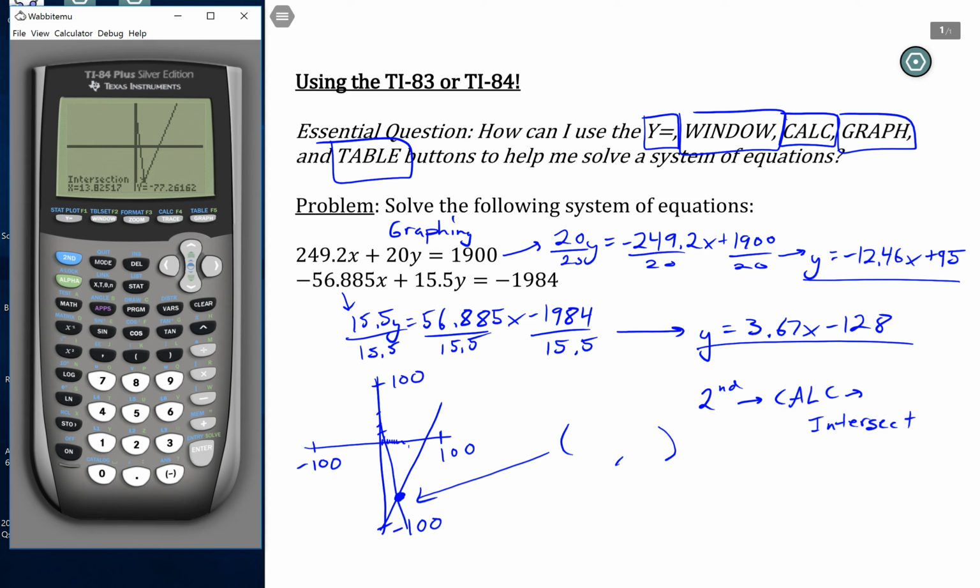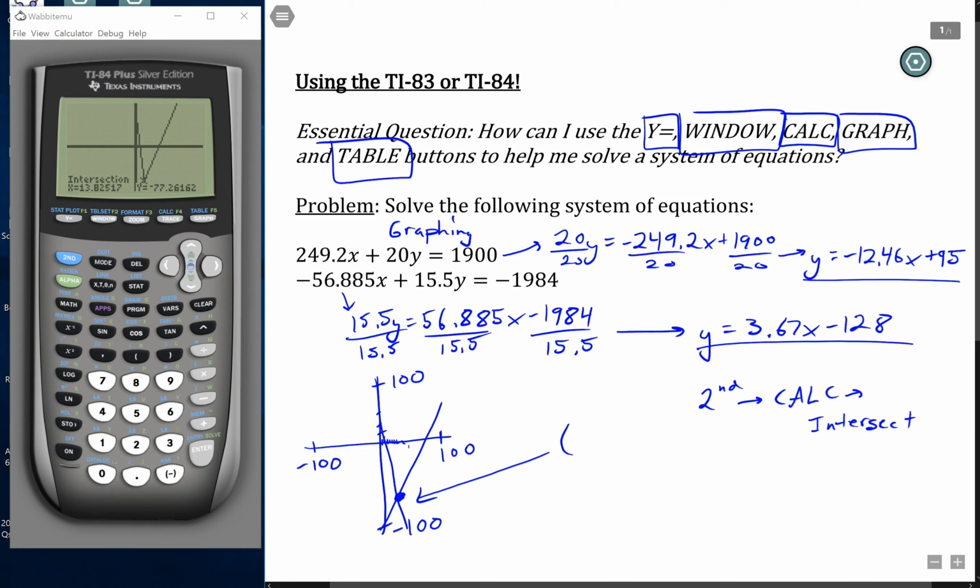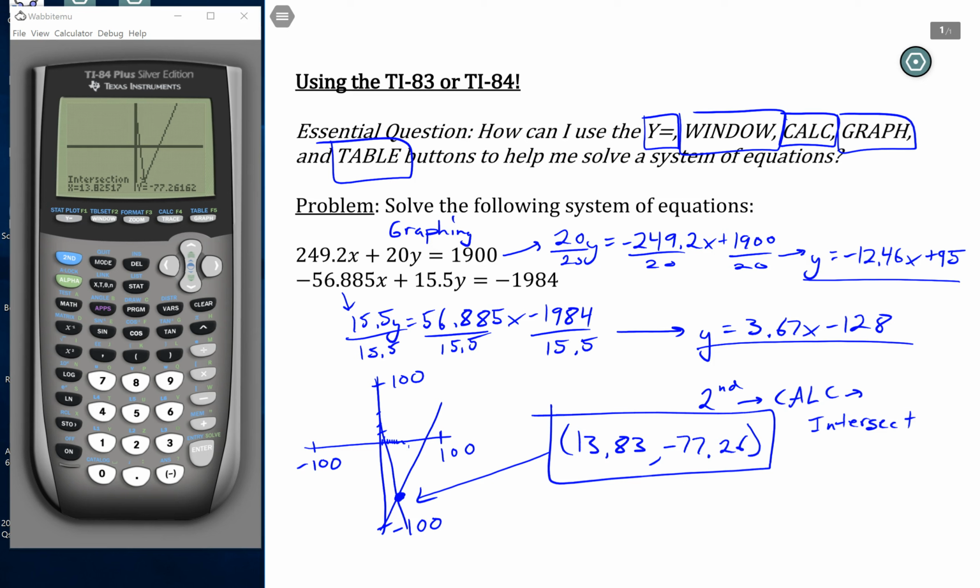And here's the intersection. The intersection happens to be at this really ugly value of 13.83, negative 77.26. And this is my solution. How did I find it? I went second calc and chose the intersect function. I gave my calculator some guesses for the line, and then it found it for me. So this is very useful. There's the intersection point. This would have been a good way to check your answers on the test. This is a really good way of checking to see if your answers are correct. Graph the two lines and see if your calculator gives you the correct intersection point.